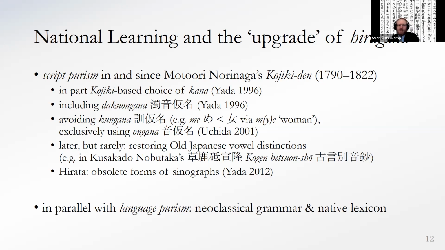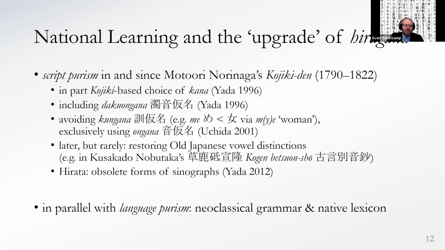We may also observe efforts in avoiding so-called kungana, that is Chinese characters used as phonograms, but with sound values based on Japanese words. So in effect, one would exclusively use so-called ongana with sound values derived in some way or another from Middle Chinese pronunciations. Much later, but even then only rarely, we see even attempts at restoring the old Japanese vowel distinction. So what we get here is an orthography based on the phonology of Nara period Old Japanese, but with the visuals of later hiragana.